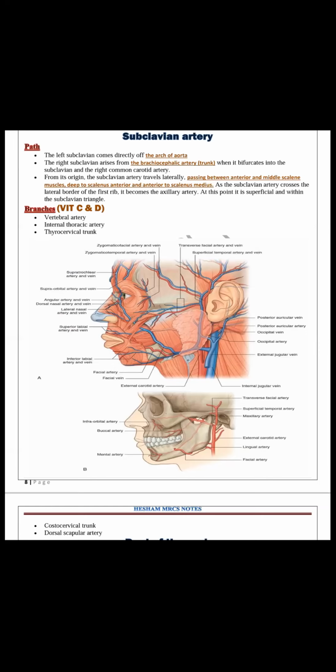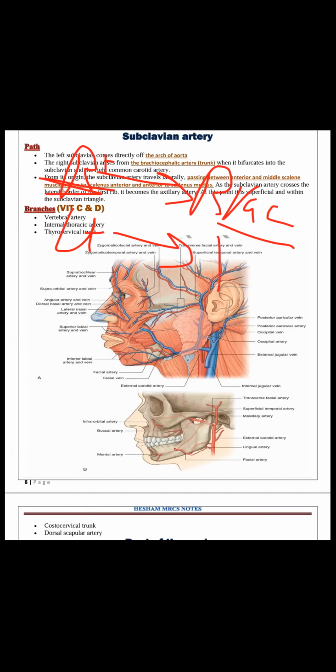Now, let's discuss the subclavian artery. This is the subclavian artery. And as you see here, where is the start of the subclavian artery? Now you will ask me, right or left? The right subclavian artery is a branch from the brachiocephalic artery, like the common carotid, while the left subclavian artery arises from the arch of the aorta.